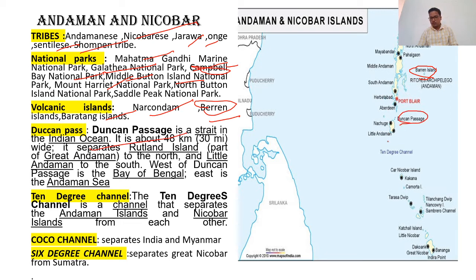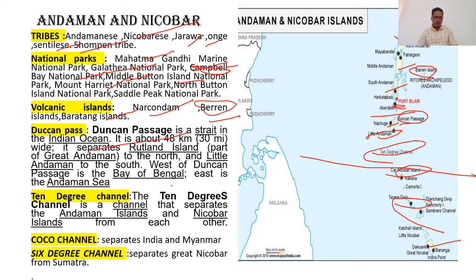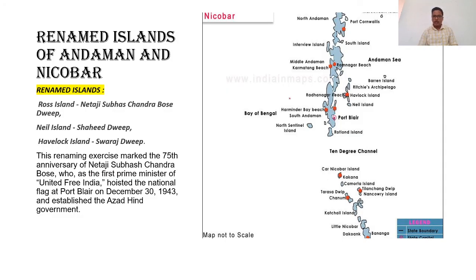It would be Little Andaman, South Andaman, though not written here. This would be the north, this would be central, this would be south, then Little Duncan Pass. This would be Duncan Pass. Then the 10-degree channel, here would be Car Nicobar, then Little Nicobar, then here Great Nicobar. These things you have to remember. Then the Coco Channel separates India from Myanmar.